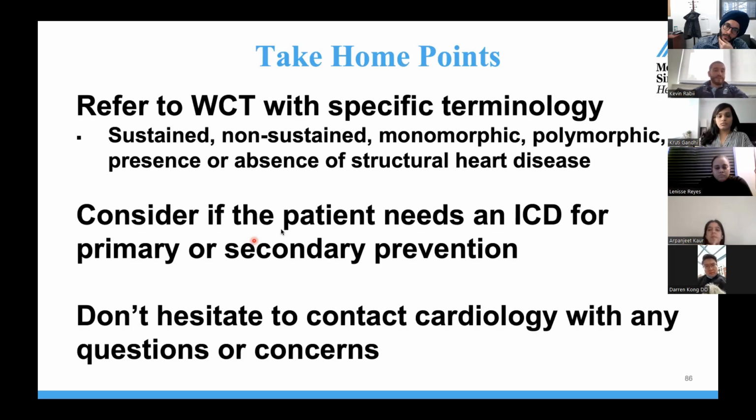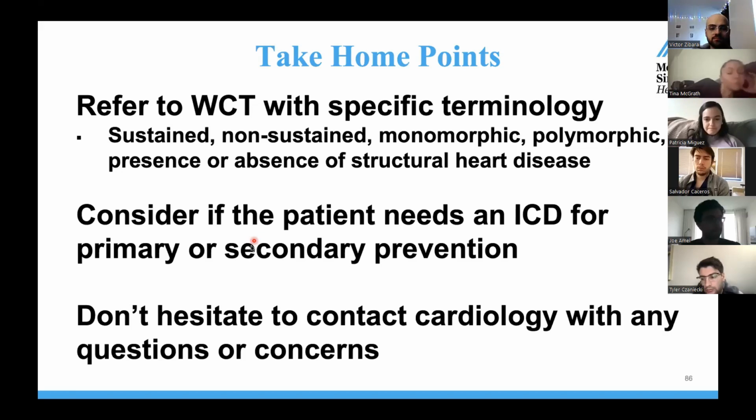Does the patient have any reason to need an ICD? And obviously never hesitate to contact cardiology with any questions or concerns. These are very complex things, even for us. But hopefully today at least gave you a little bit of guidance for how to approach the undifferentiated patient.